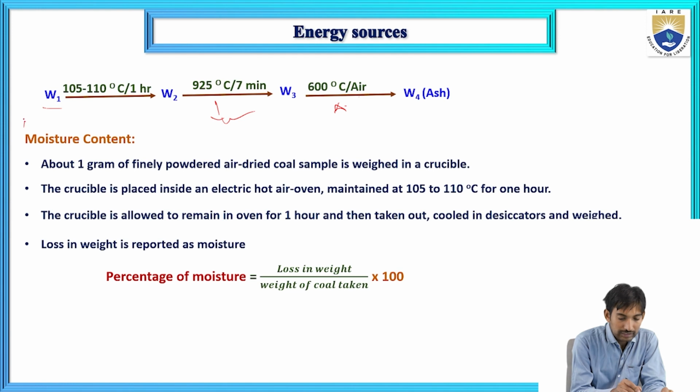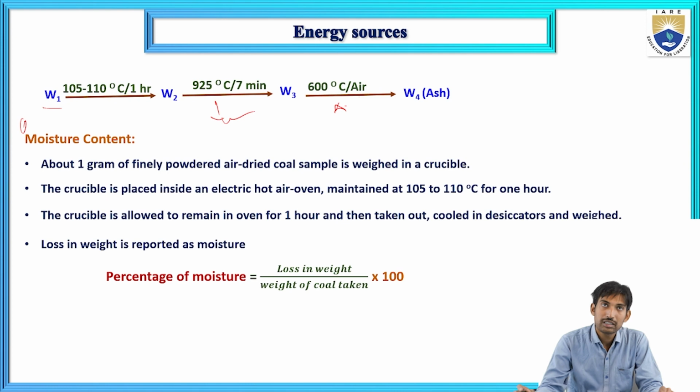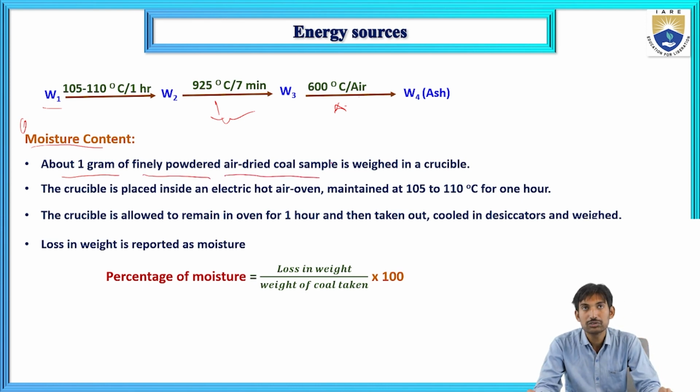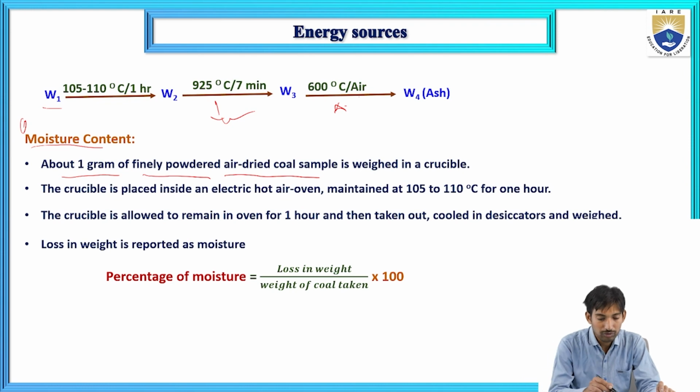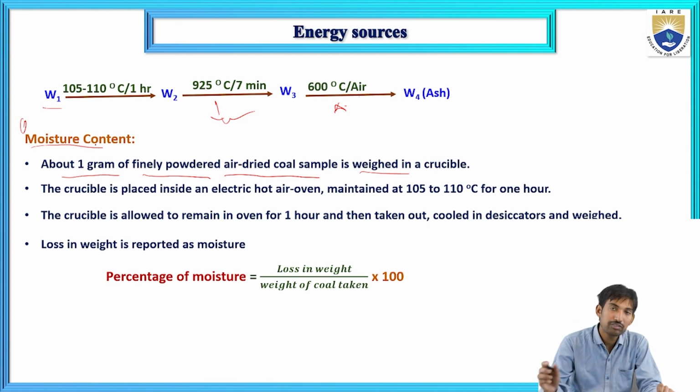First, estimation of moisture content in the coal. In proximate analysis, first we have to calculate the moisture content. About 1 gram of finely powdered air-dried coal sample is weighed in a crucible. We take approximately 1 gram of finely powdered coal, air-dry it, and weigh it in a crucible.